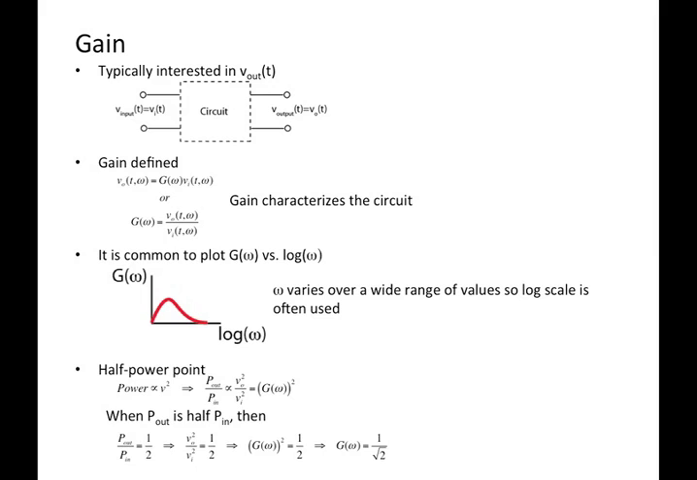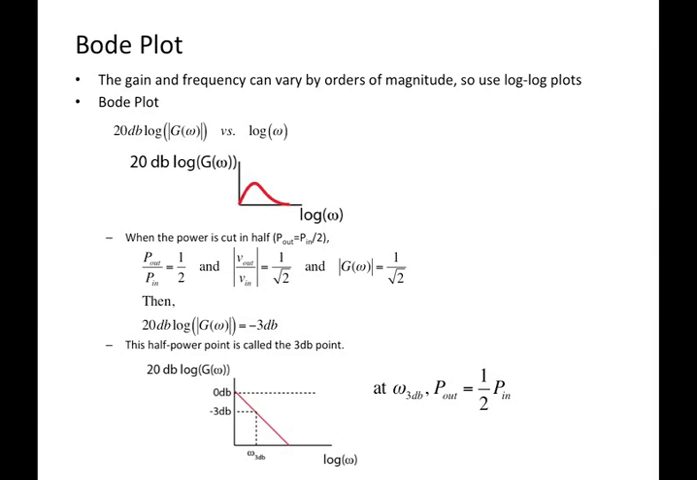Well, it turns out the half power point is an important point, and I'll show you why in a second. So Bode plots are essentially the gain plotted versus frequency, only now we're going to do a log-log plot because we want to see the change, and the change can be large. Typically we're looking at power. So we plot 20 dB log the gain versus log omega. That's what we mean by a Bode plot.